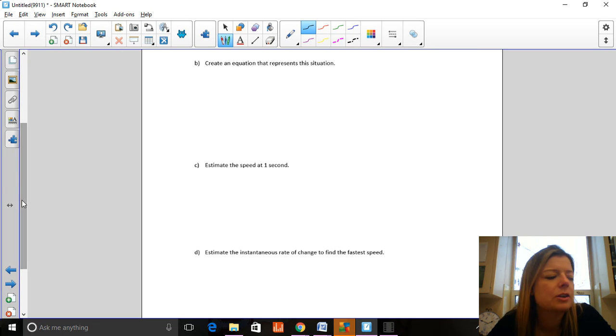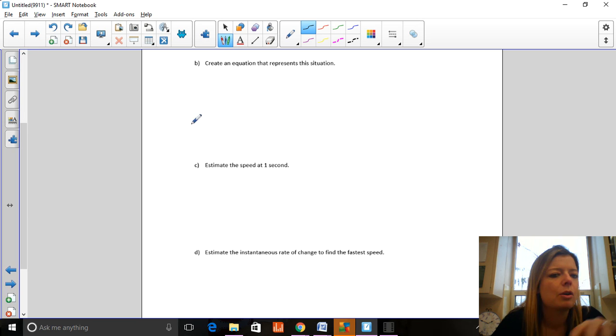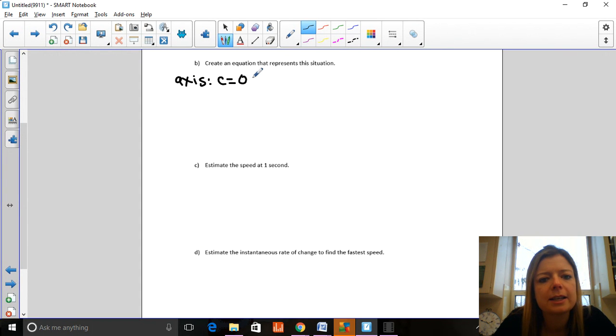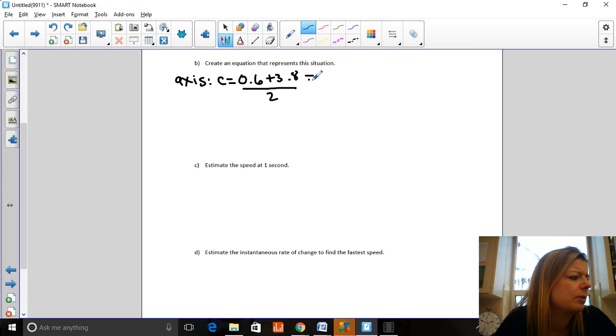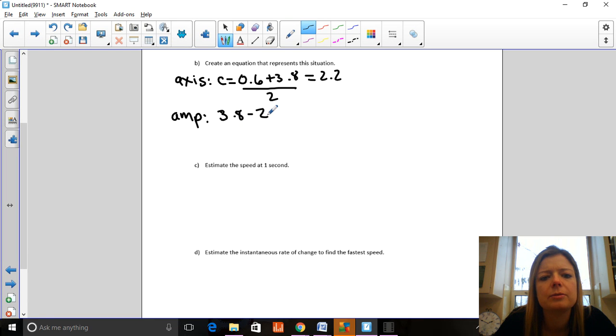Okay, create an equation that represents this situation. Well, the axis is halfway between the max and the min. So that's going to be your C value, and you're going to take 0.6, which is your minimum, plus 3.8, which is your maximum, and divide it by 2, and that gives you 2.2. Okay, your amplitude is just 3.8 minus 2.2. So that gives you 1.6.